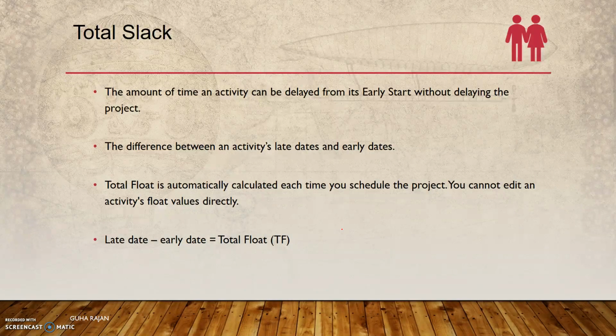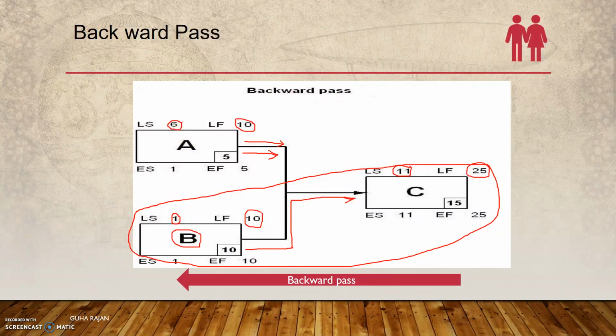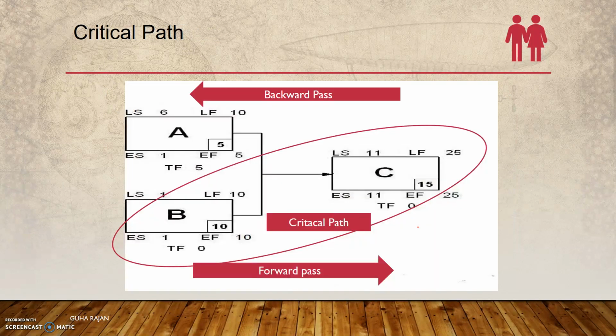So total slack, I've already told, is late date minus early date. So you can go either way: either late start minus early start, or late finish minus early finish. Both will yield the same result of 5 here, whereas in the case of the critical path it will be 0. In both cases, for the critical path, the slack is supposed to be 0. So again, as we discussed, this is the critical path picture.